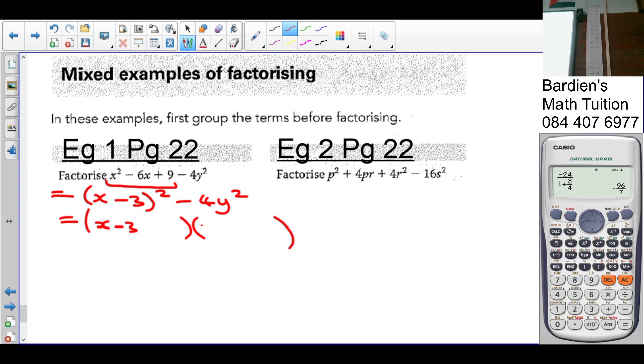Right, so what do we get? (x - 3)(x - 3), one plus the other minus. 2y. You all okay with that?